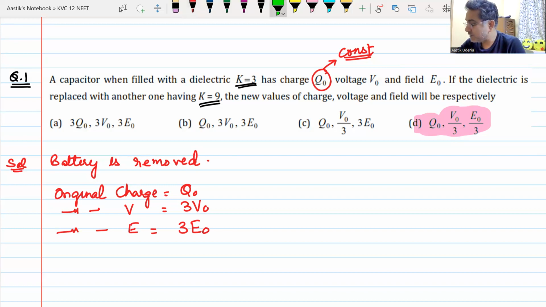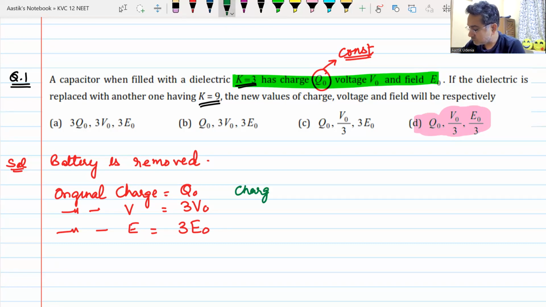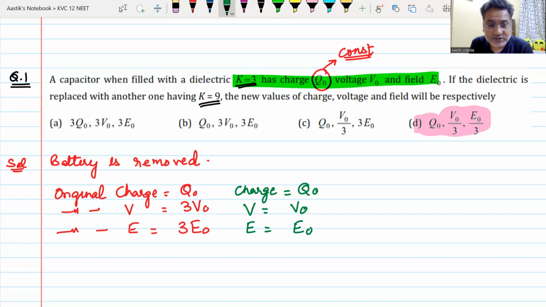Now, when you insert this green dielectric, the green charge remains the same because that does not change. The green voltage becomes 1 by k times. So 3V0 by 3, it becomes V0. The green electric field becomes E0. Do we understand what I am doing here, beta?